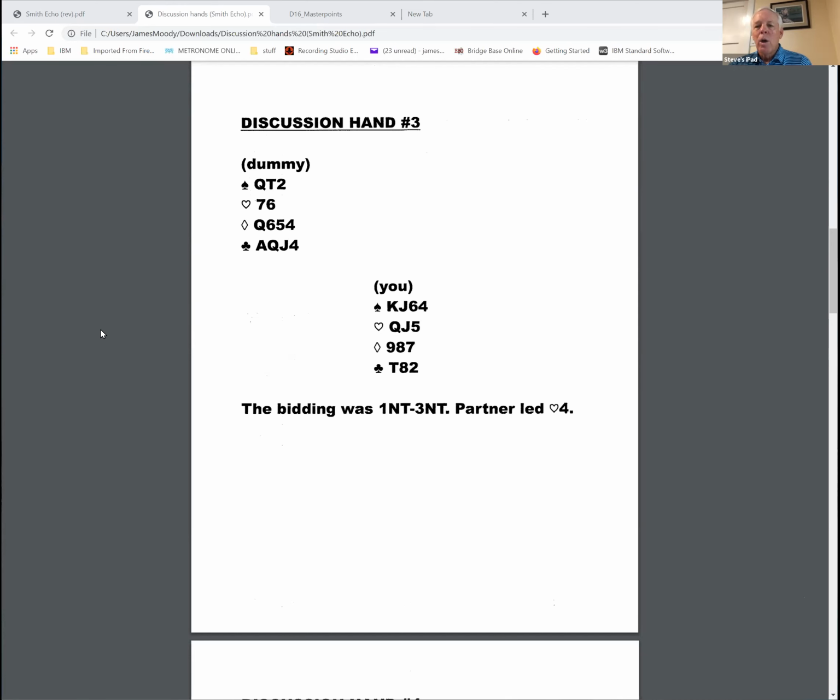Now, who knows what's going to happen next, but with any luck, partner will win a trick, lead a heart to your queen, and you guys will run hearts. But the most important thing is that, because of Smith Echo, you have an opportunity to tell partner, man, what a great opening lead. Let's keep going. Okay, so this is a very textbook example of Smith Echo in action. Okay, let's look at hand number 4.